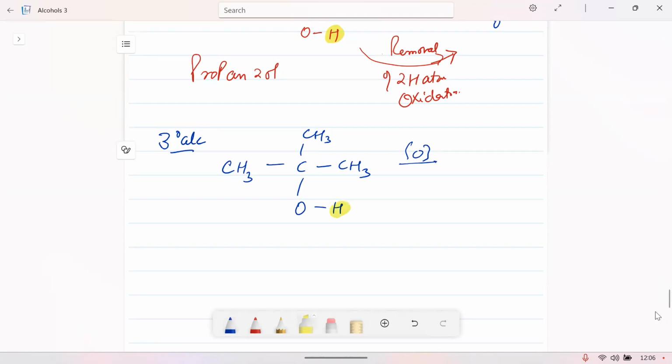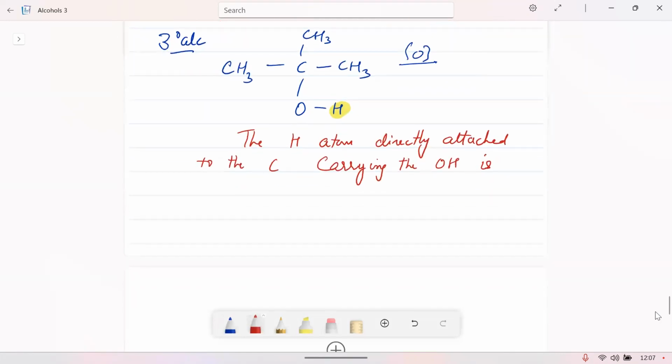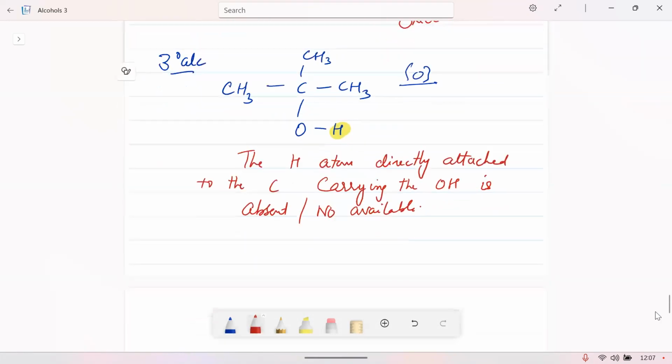The first hydrogen atom is here. There is the hydrogen atom directly attached to the carbon carrying the OH group, and it is absent, not present, not available, whatever you want to write down. So the other hydrogen is not there.